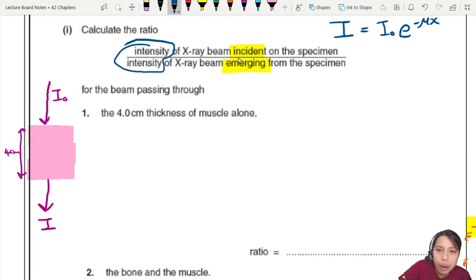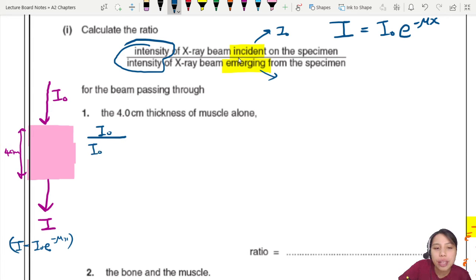So you can talk about incident. This one is I0. So we're going to write here I0, divided by, down there is what? Emerging. What comes out at the end? This one is the one we calculate. I equals I0 e to the negative mu x. So you just write here I0 e to the negative mu x.